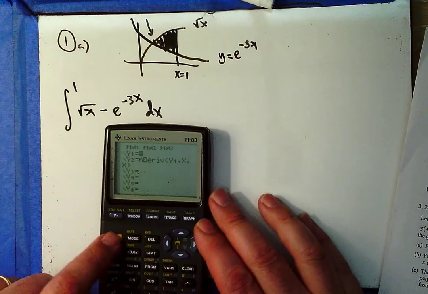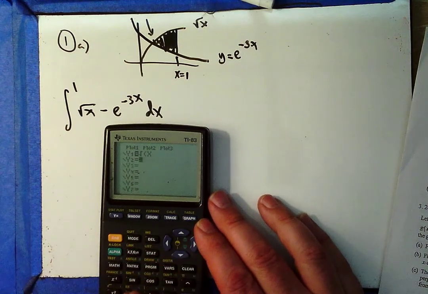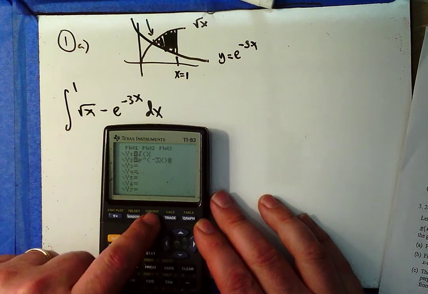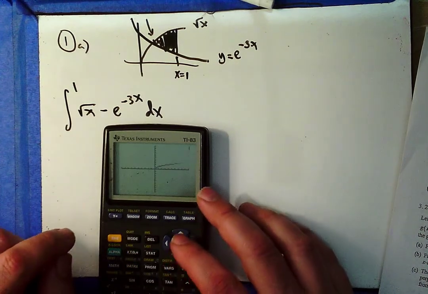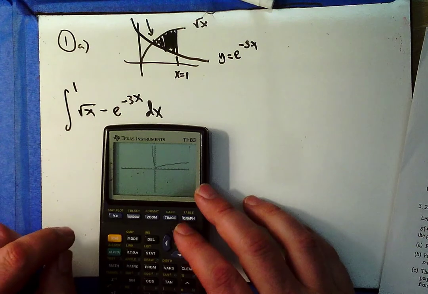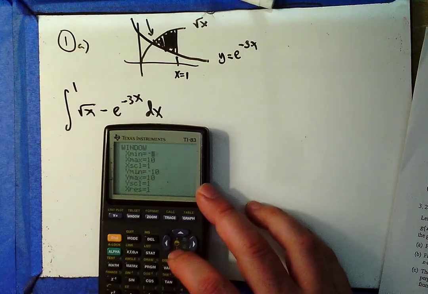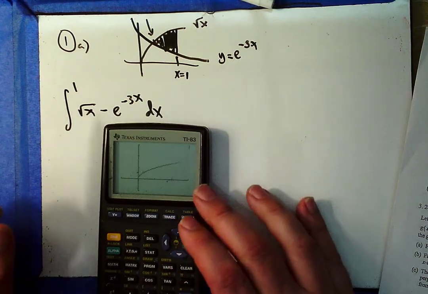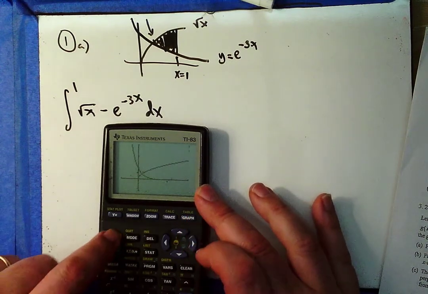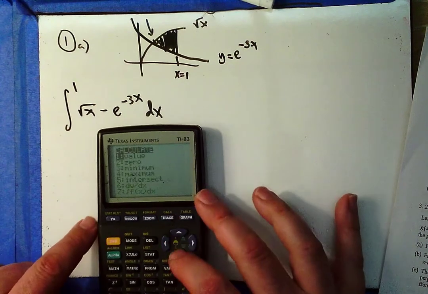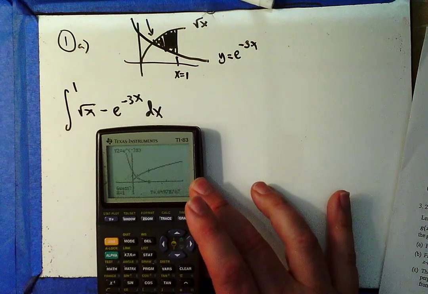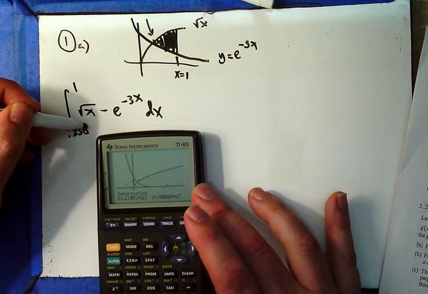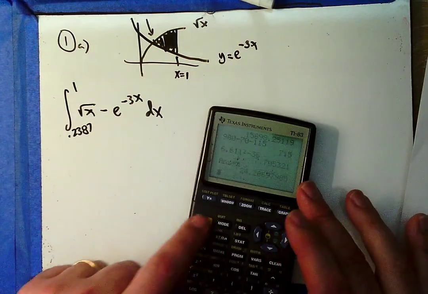Y equals square root of x, and y equals e to the minus 3x. And zoom 6. I can barely see that, so I'm going to change this to be negative 1 to 3, and negative 1 to 3. That's better. Second, calculate, intersect. And I get 0.2387.